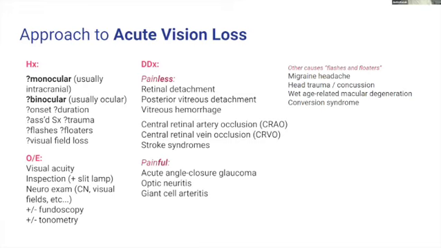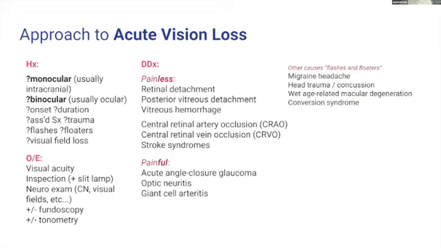So here's my approach to acute vision loss. Some things that are important to ask on history would be monocular versus binocular. Binocular is more likely to be something intracranial, whereas monocular is more likely to be something ocular. And then we're going to ask the usual things like onset and duration, associated symptoms like headache, history of trauma, flashes and floaters, and visual field loss.